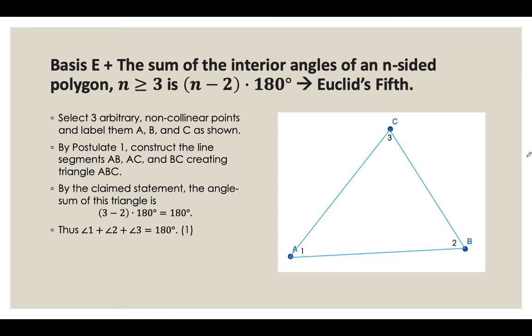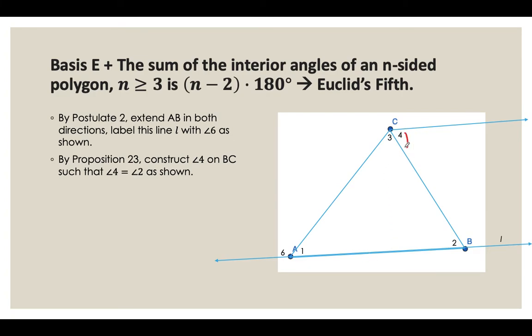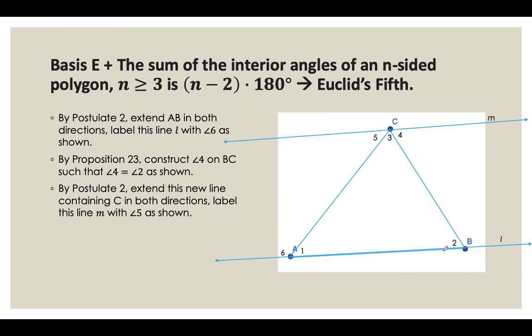By the claim statement, we know that the angle sum of this triangle must be 3 minus 2 multiplied by 180 degrees, which is 180 degrees. Thus, angle 1 plus angle 2 plus angle 3 would have to add up to be 180 degrees. By postulate 2, we'll now extend AB in both directions. Let's go ahead and label this line as L with angle 6 as shown. By proposition 23, we'll then construct angle 4 on BC such that angle 4 is equal to angle 2 as shown. By postulate 2, we're then going to extend this new line containing C in both directions. We're going to label this line M with angle 5 as shown.